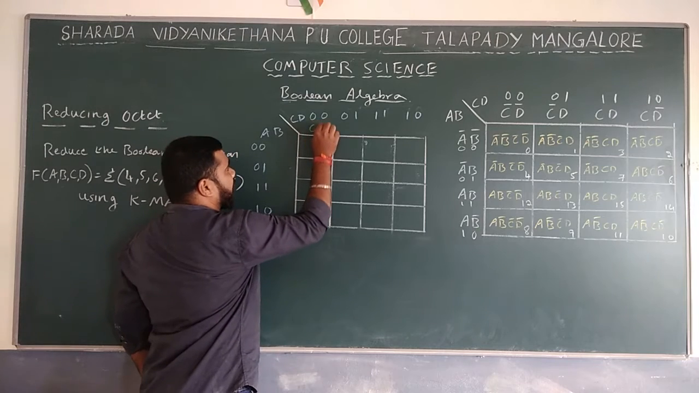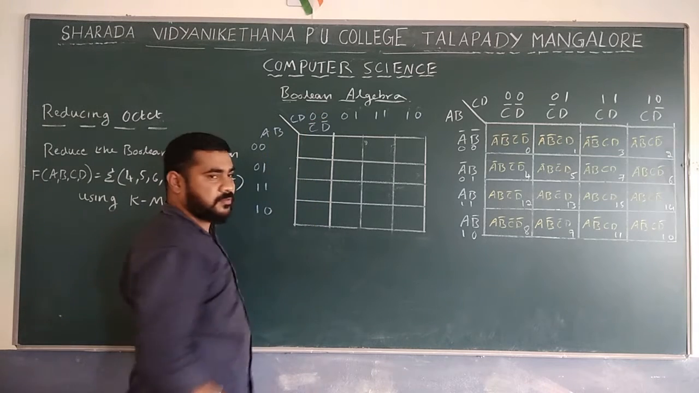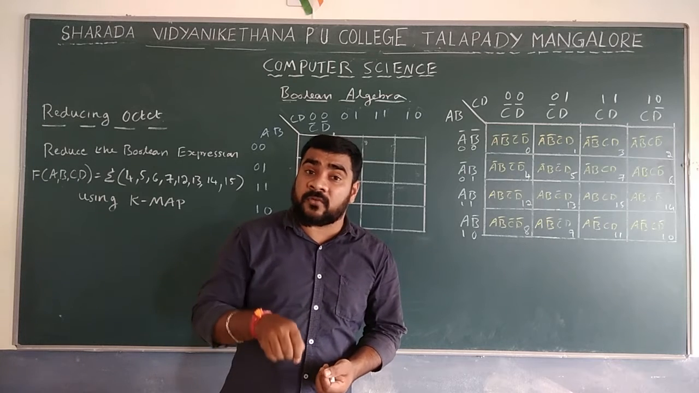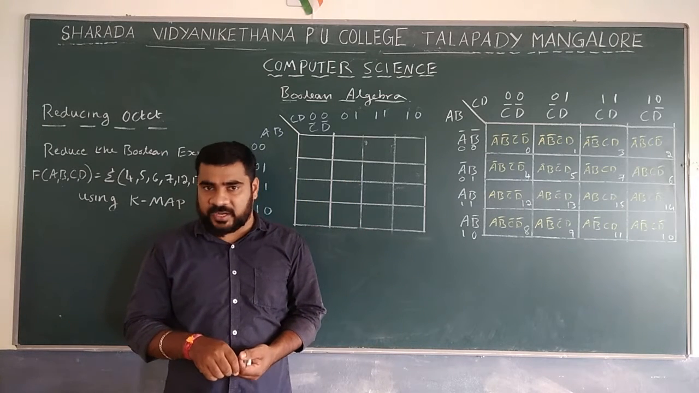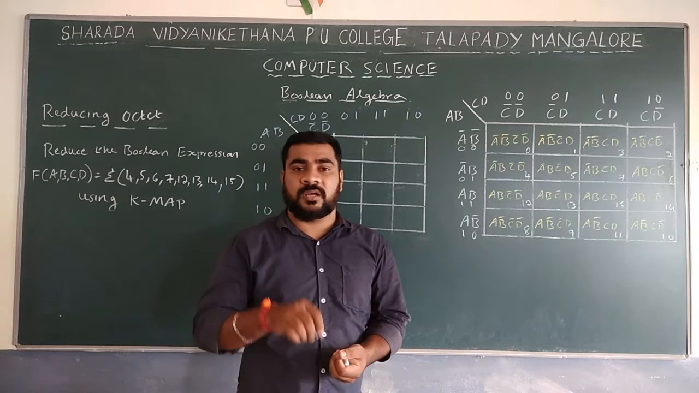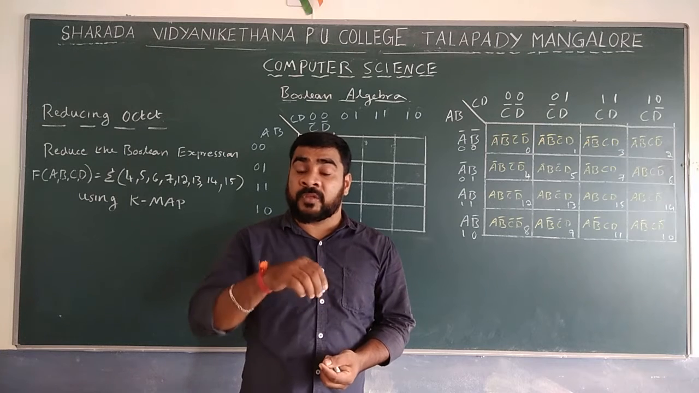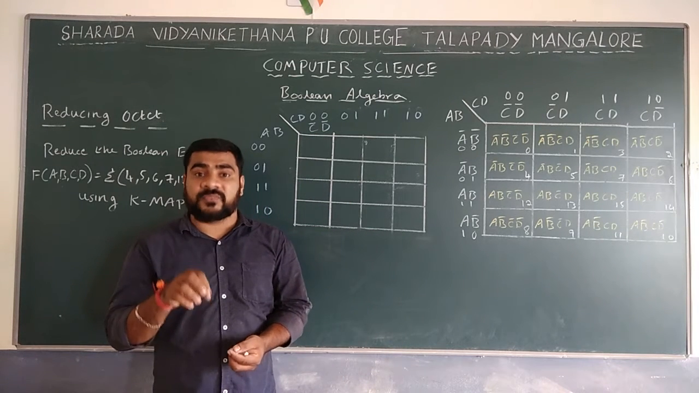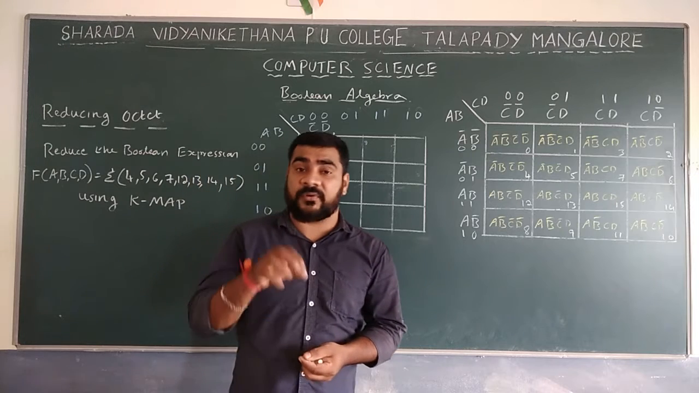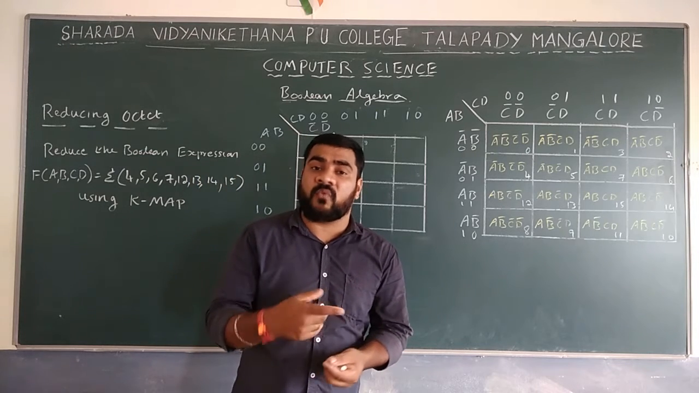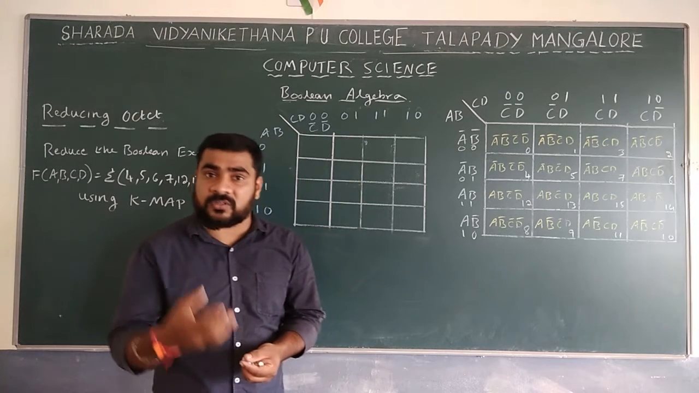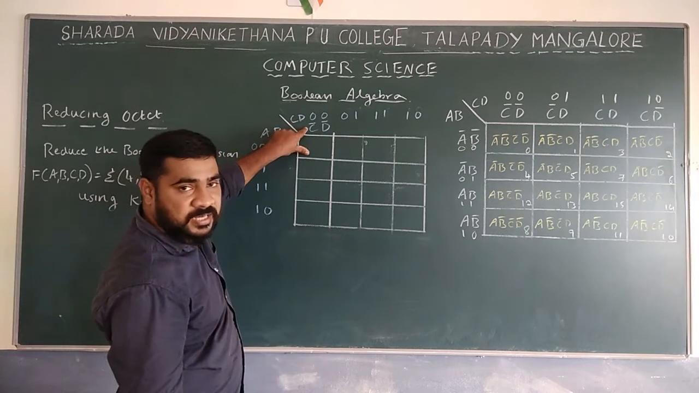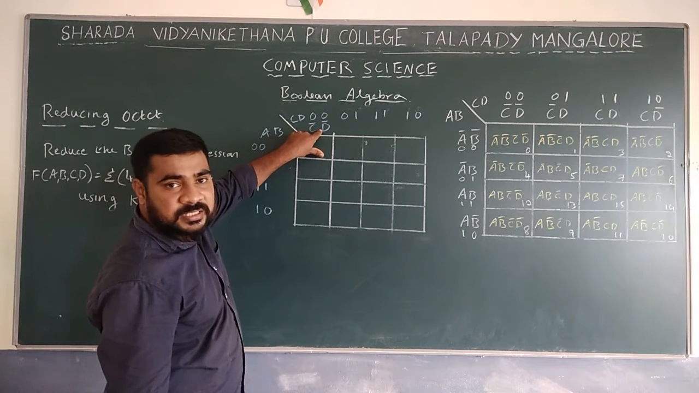After writing the combinations, what is the value here? This is C dash D dash. Why did you get C dash and D dash? Because in case of SOP, sum of products or sum of minterms, first thing to keep in mind is that whenever the value is 0, the variable should be inverted. So here, the first value is 0, so C dash. The second value is also 0, that is D dash.